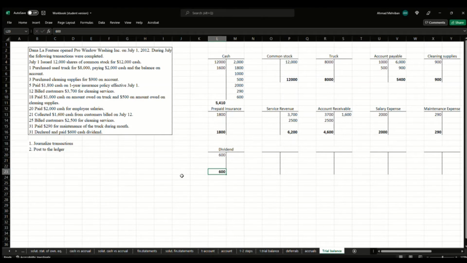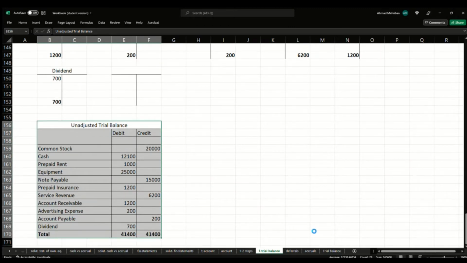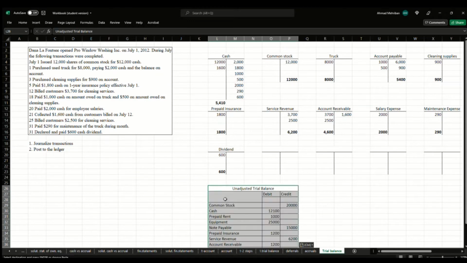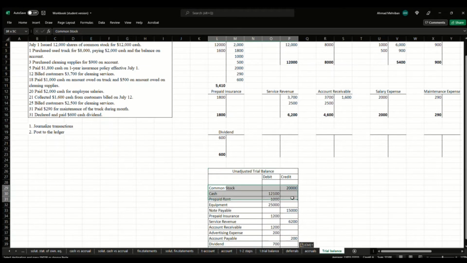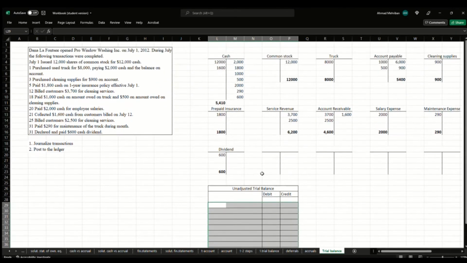Now if we want to prepare our unadjusted trial balance, I did some unadjusted trial balance somewhere here, so let me just copy it because I don't want to bother with the format of it. So I can right here post it, remove all of this information because it's irrelevant. So one by one I will start entering our accounts.